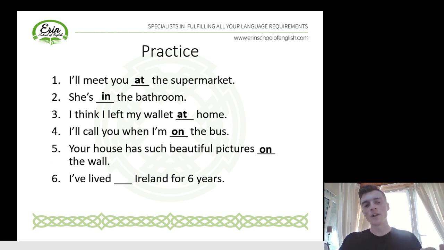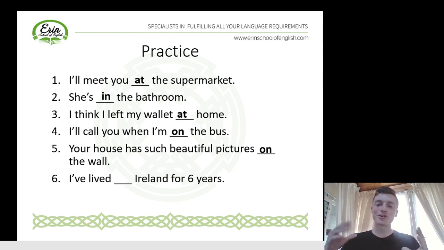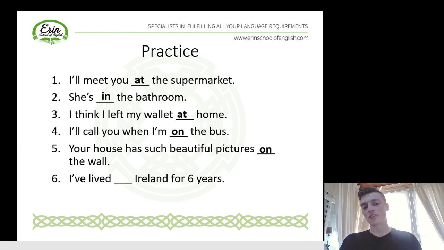And the last one. I've lived Ireland for 6 years. Ireland, it's a country. It has borders. The correct preposition this time is in.